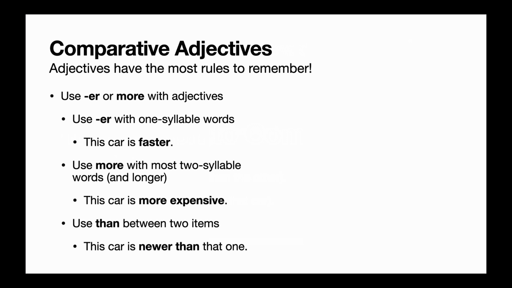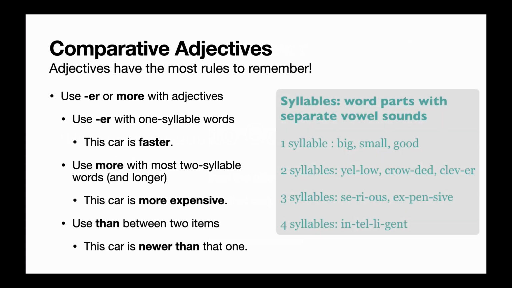So expensive. When you have comparative adjectives, the thing that you have to think about is how long the word is and how many syllables it has. The syllables are different parts of the words that contain vowel sounds. So for example, in the word adjective, we have three syllables. Adjective. Or in the word most, we have one syllable. Most. Or in the word remember, that's three syllables.